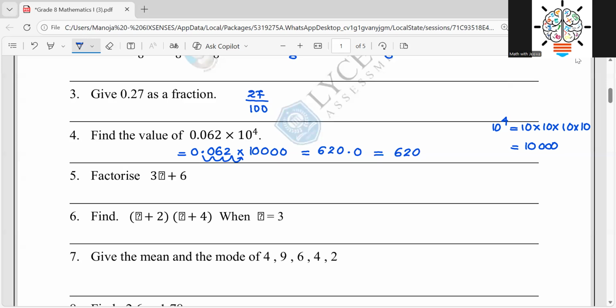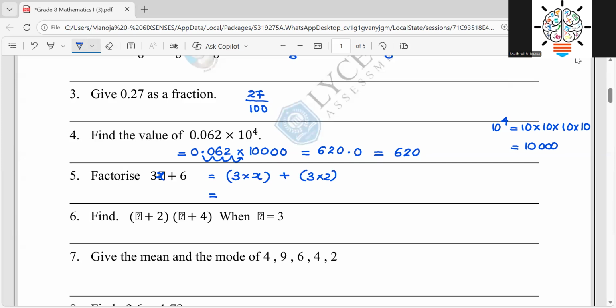Now let's say here that we want to factorize. I don't know what letter they have used. I assume that it is x, children. If it is x, then what I do is that the 3x means 3 times x. And 6 means 3 times 2, right?